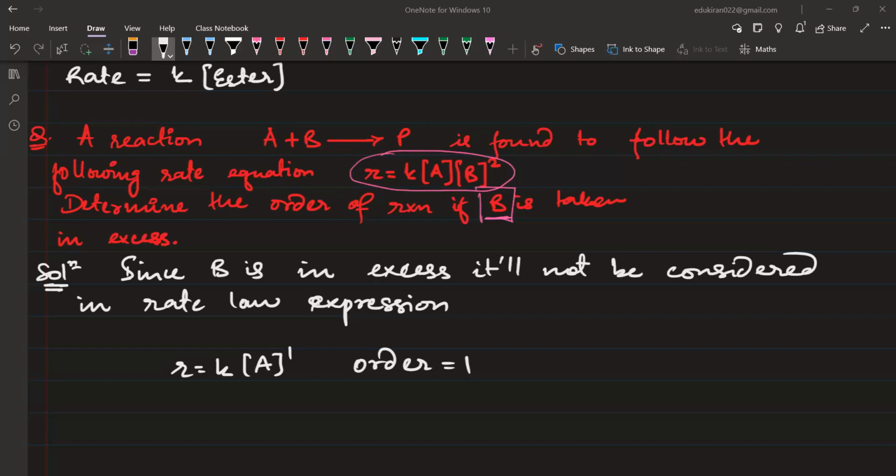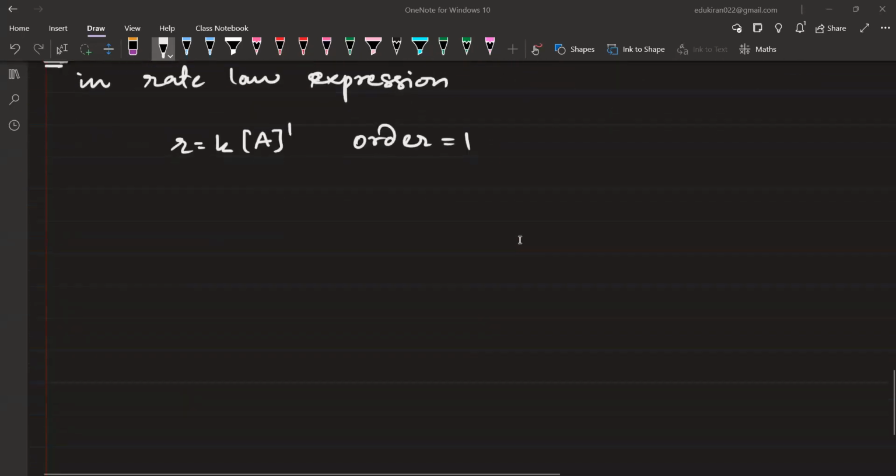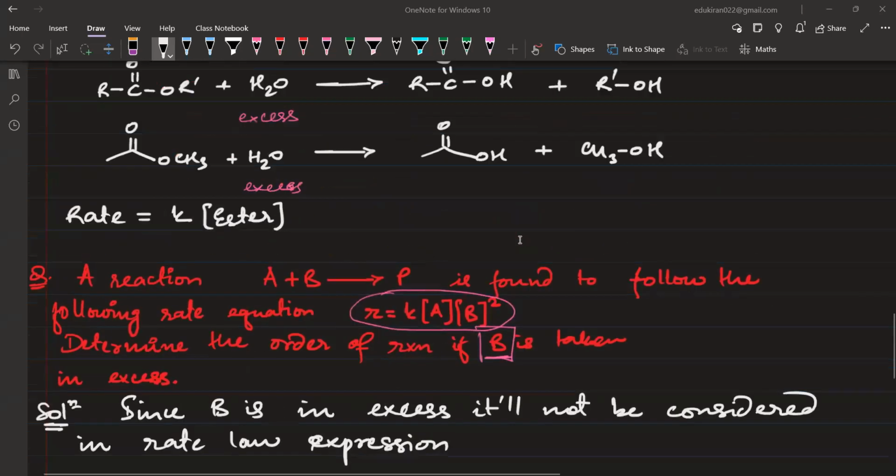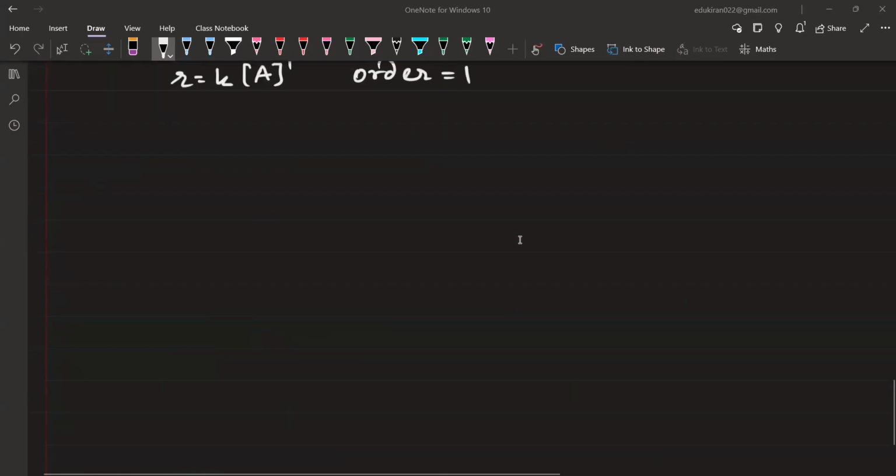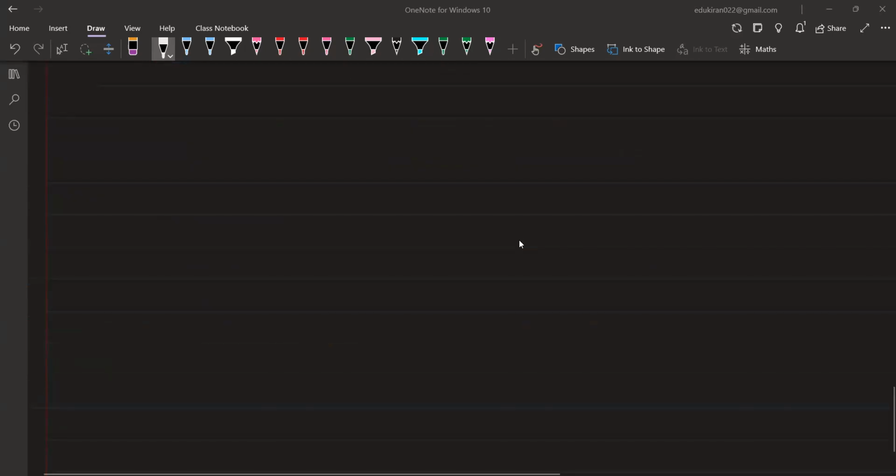Raise your hand once you're done writing. Okay, and everyone is done. This was a small topic of pseudo first order है ना. Pseudo first order में बस एक ही एग्जांपल है ईस्टर वाला, वो ये ध्यान रखना है आपको. The next thing is collision theory. Please write the heading.